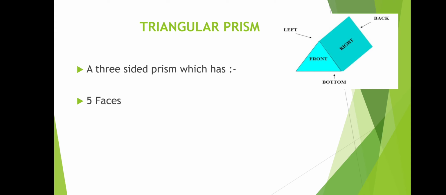It has five faces. If you count, these three rectangles and these two faces make five faces of a prism. It has six vertices, three here, 1, 2, 3, and 3 will be at the back side. So total 6 vertices. It has 9 edges, as we can count here: 1, 2, 3, 4, 5, the back side 6, 7, 8, and the last will be the next, which is hidden.